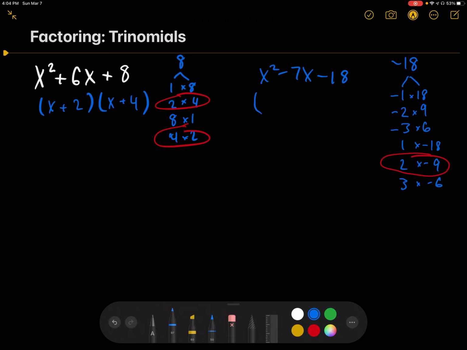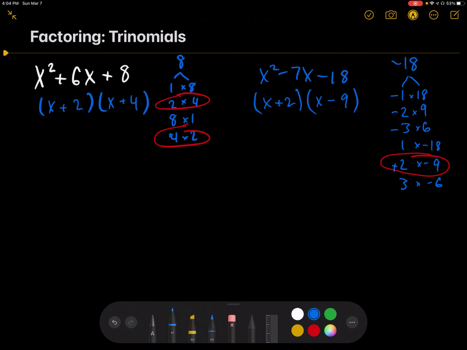So let's do the same as the last problem and draw our parentheses. And since we have an x squared at the start, it's going to be x and x at the beginning. And 2 and negative 9, we're just going to fill that straight in because it's a positive 2. So it's just going to be x plus 2 and then the negative 9, so x minus 9. So that's all you have to do for factoring trinomials.